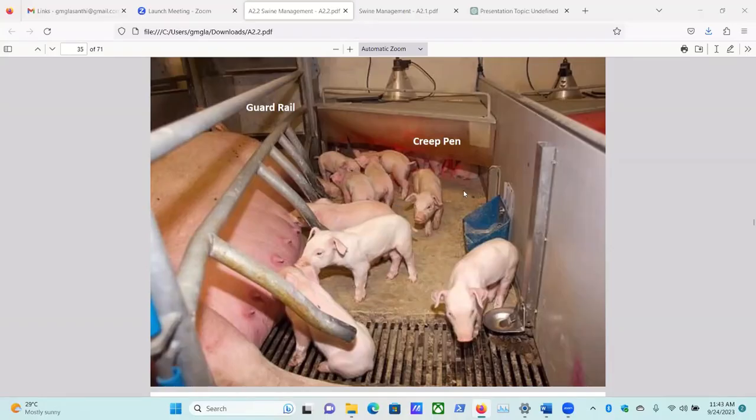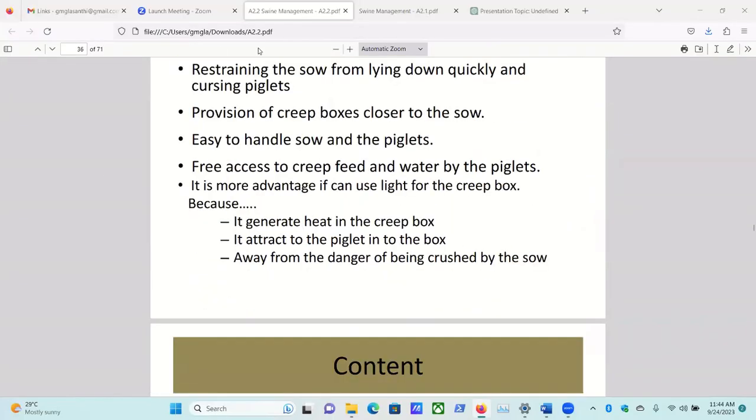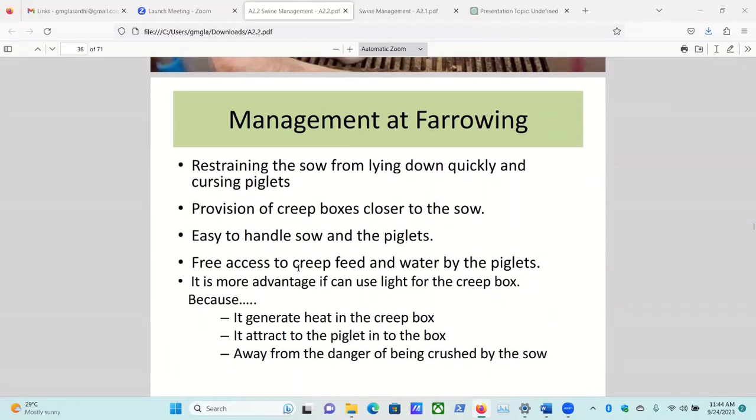At the same time, by providing this farrowing crate, we can protect our creep feed. Creep feed means, after weaning, we should start creep feeding, and that creep feed can be eaten by the mother pig as well. So to prevent that, this farrowing crate helps. So these are the things which I discussed with you now.